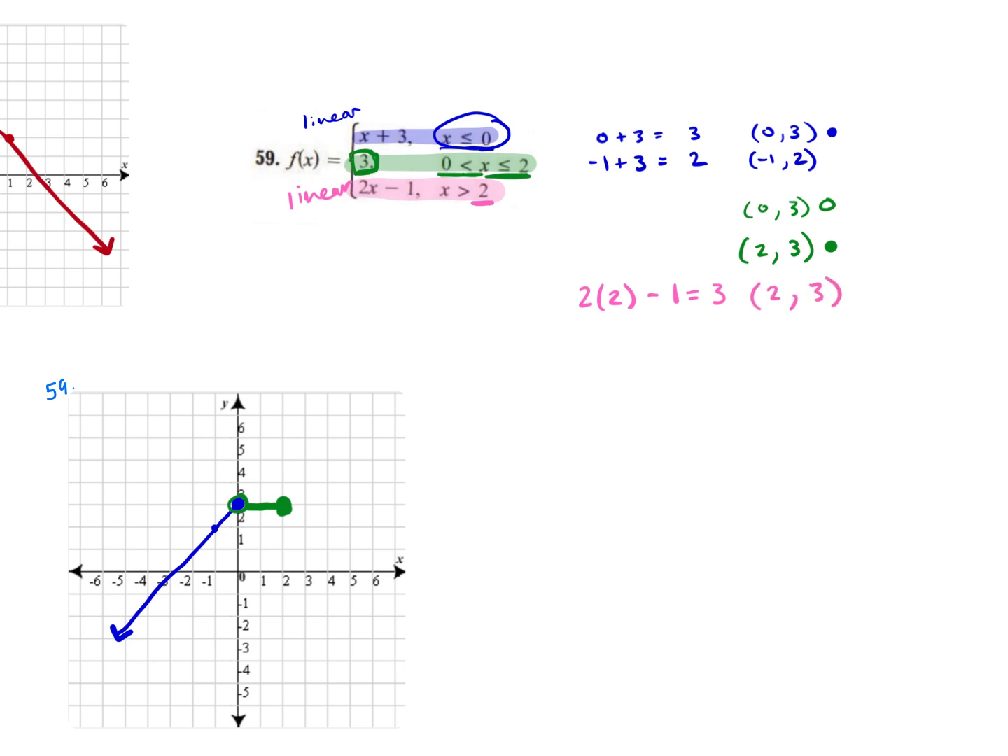Do we have an open or closed circle here? An open circle. So I'm going to go to the right 2, up 3. We have an open circle there. Again, it's not going to be the case all the time that they overlap. It just so happens here.